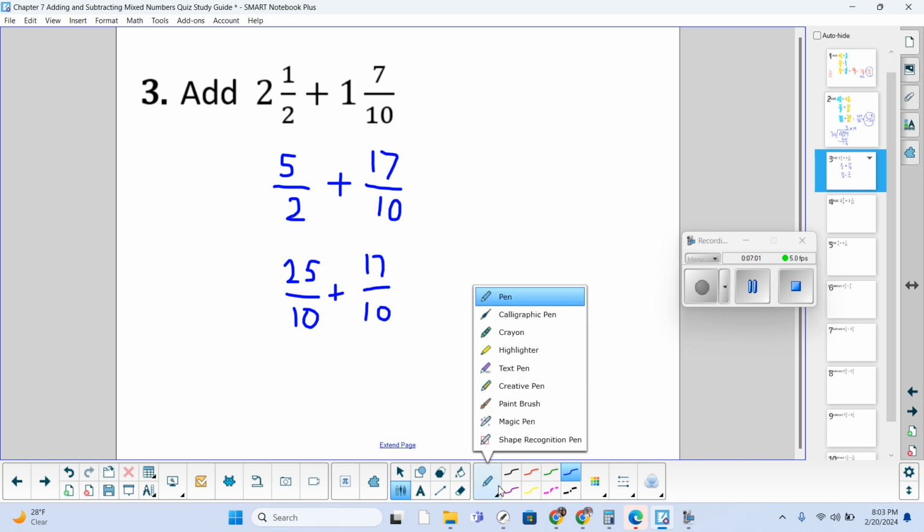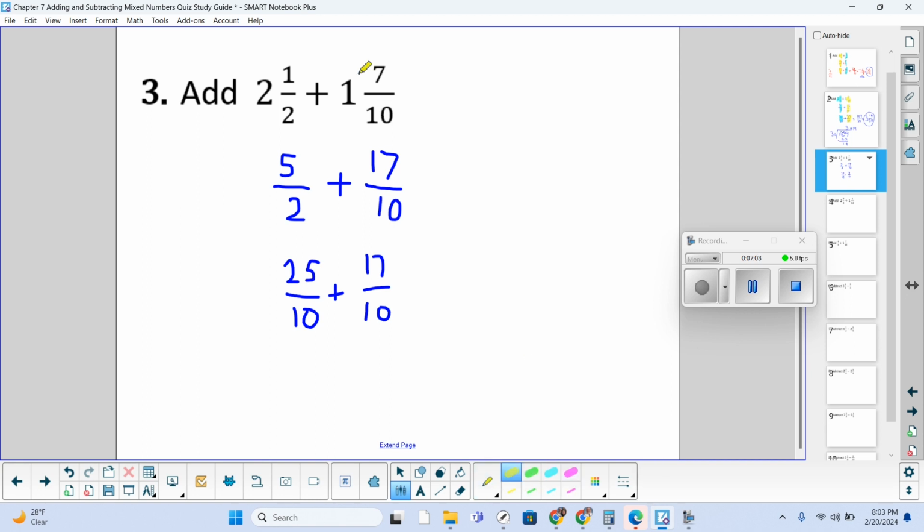All right. I'm going to start with the fraction on the right, just to kind of point something out. 1 7/10 is equal to 17 over 10, which obviously would equal itself, 17 over 10. Now let's go to the one on the left. 2 1/2 is equal to 5 over 2, which is equivalent to 25 over 10, which means I can now add these because they have a common denominator.